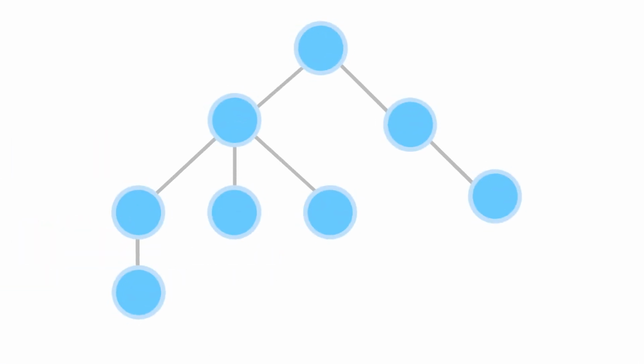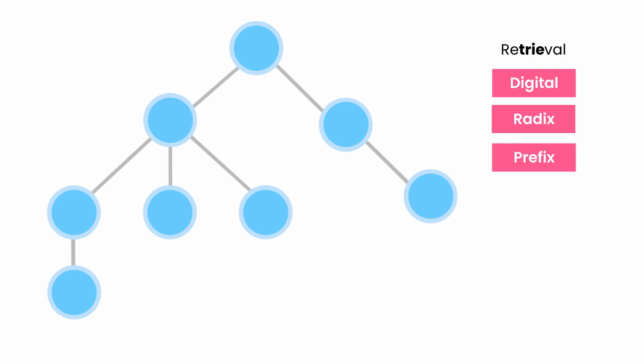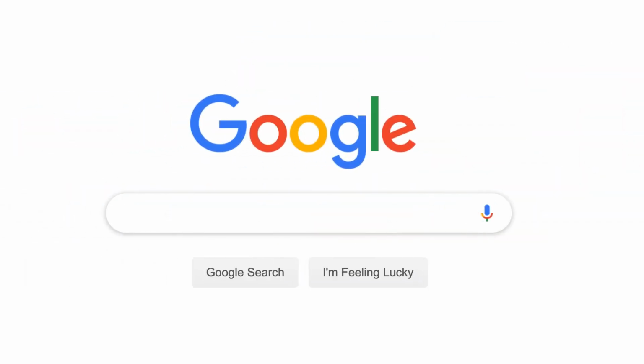Tries are another kind of trees, but they're not binary trees. So each child can have several nodes. The name trie actually comes from retrieval. Some people say "try," others call it "trees." The other names for tries are digital, radix, or prefix trees. So as I told you earlier, we use tries to implement autocompletion.